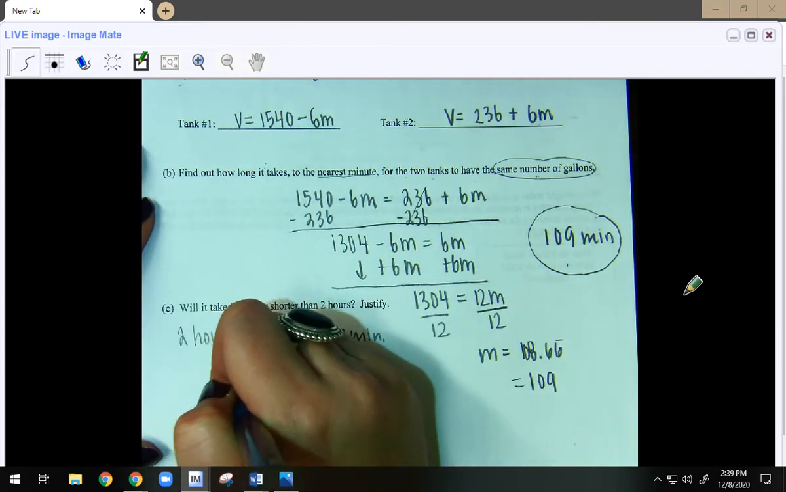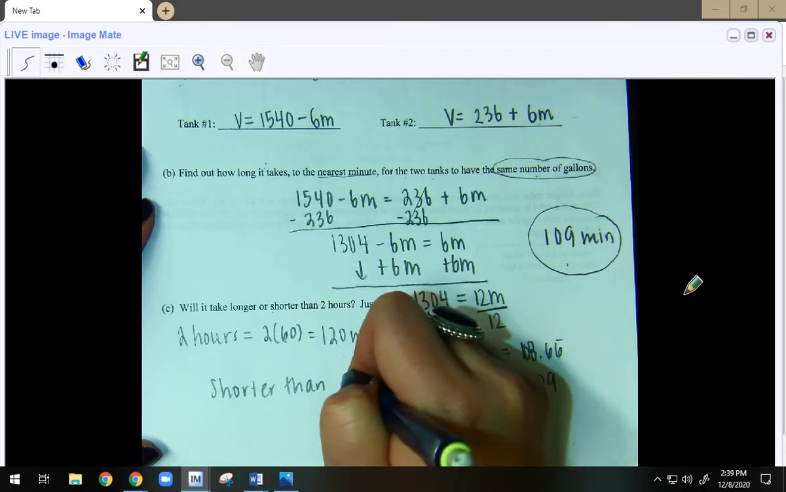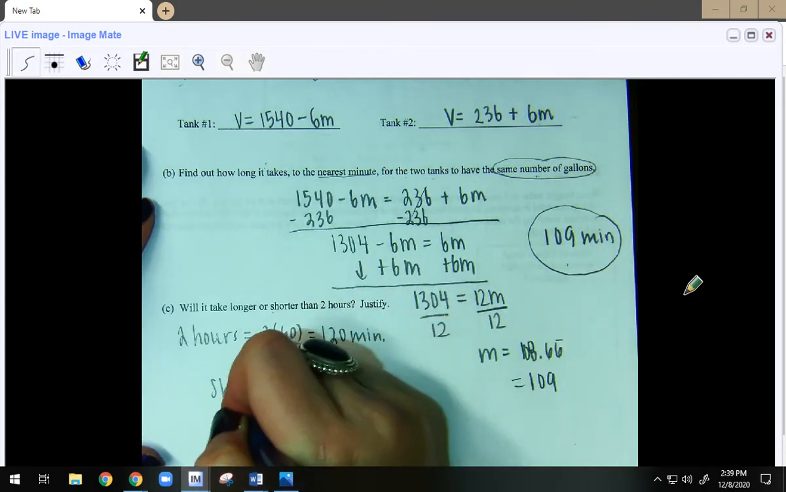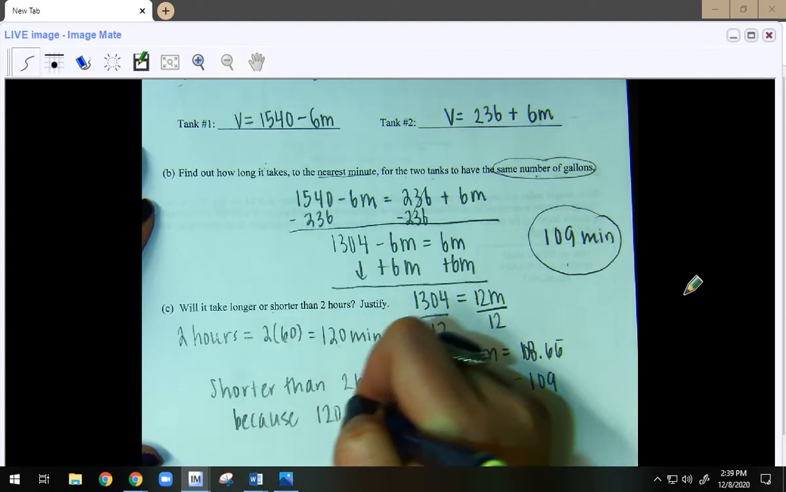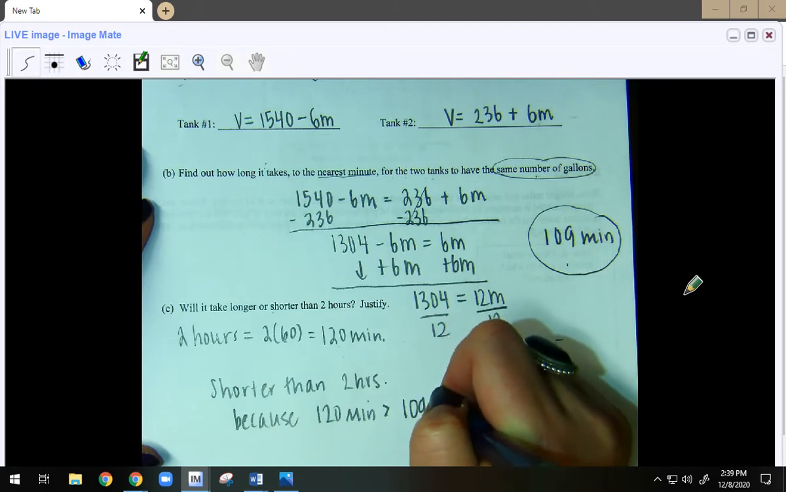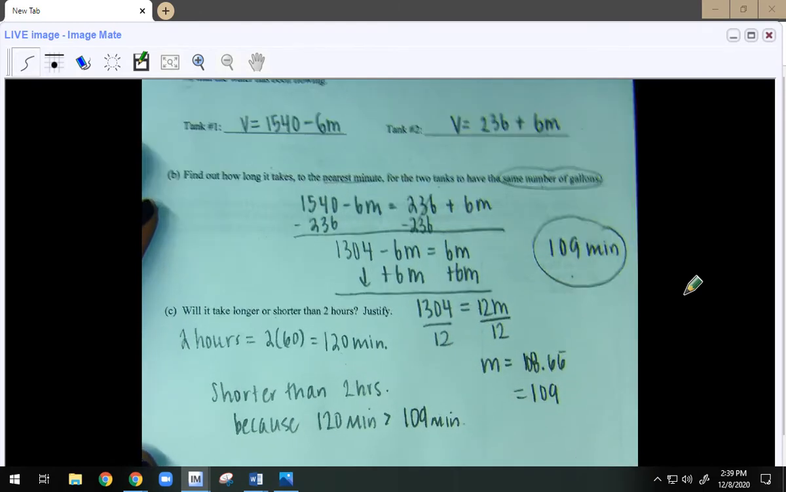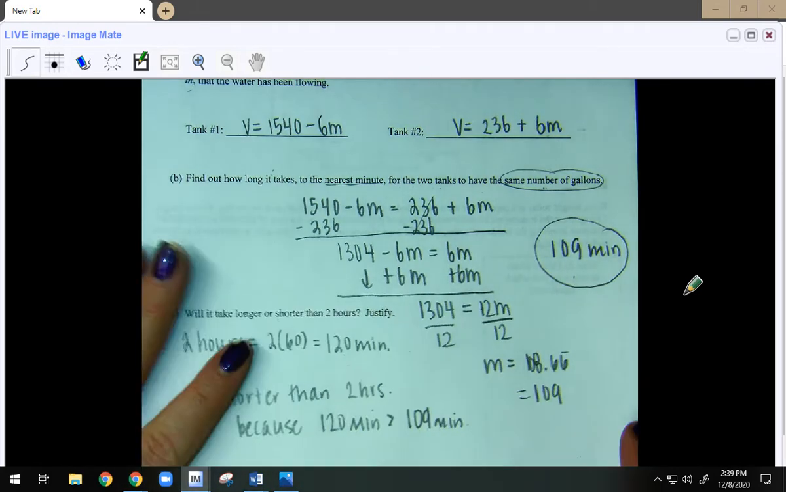So shorter than 2 hours because 120 minutes is greater than 109 minutes. Okie dokie. Perfect. Excellent. So we did our first example where we're going to write the equations and then solve.